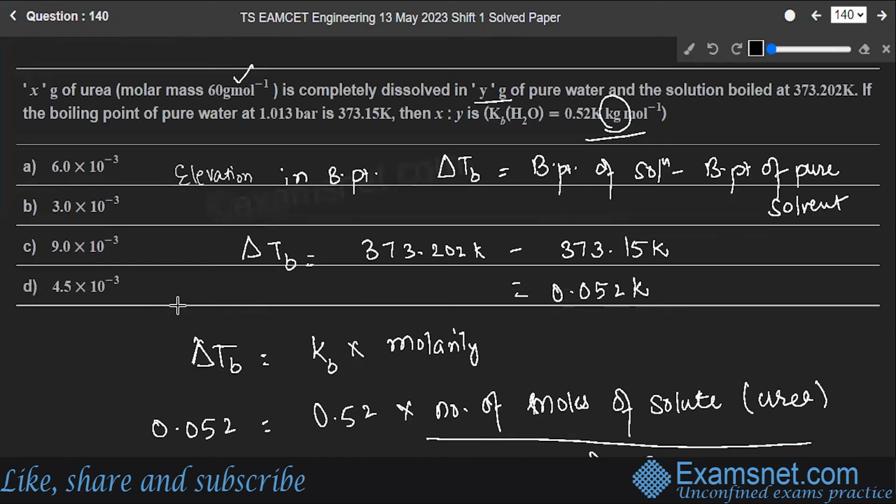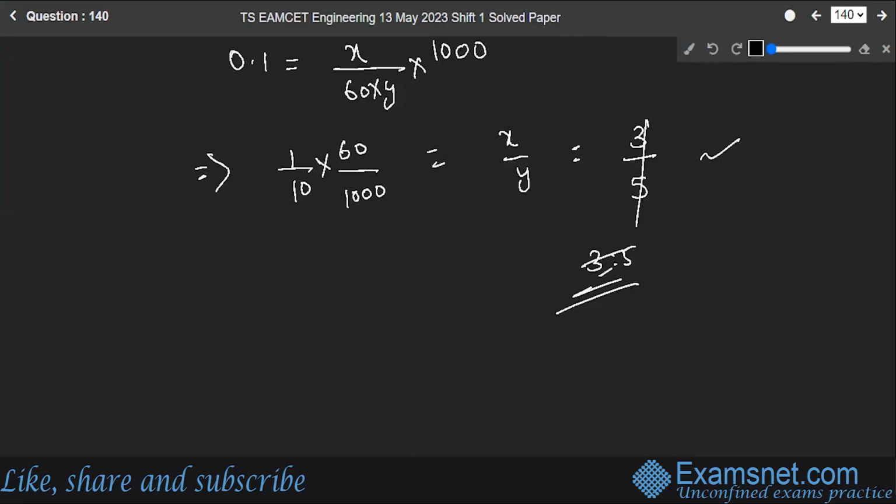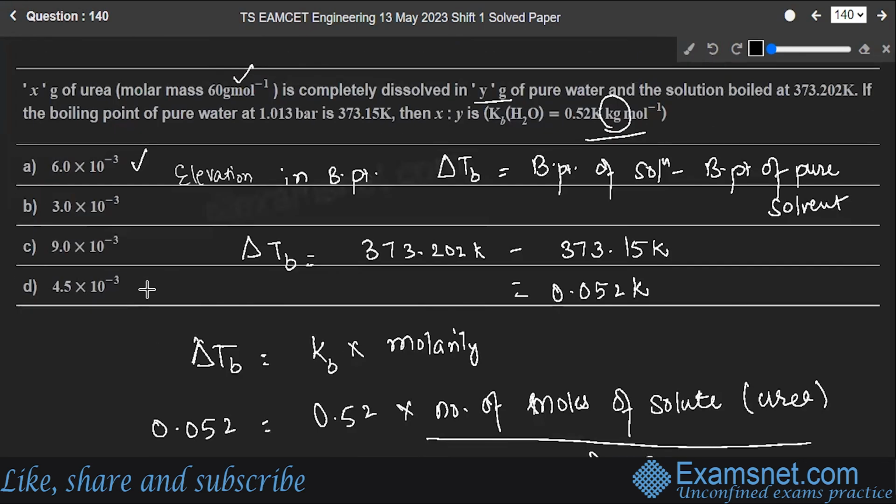But I don't have those things. Rather, I'm having everything in the power of 10. So I have to rearrange it from here. I will resolve this thing. This will be equal to this, 0 and 0 will cancel. So 60 into 10 power 6 into 10 power minus 3 is x is to y. So that makes option A the right answer. Hope you understood that. Let's move to the next question.